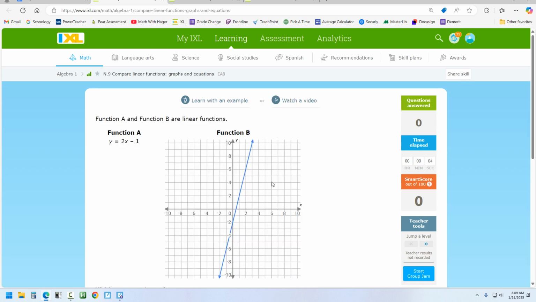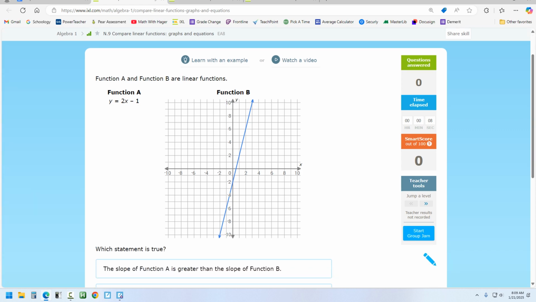Okay, so it says comparing linear functions. All right. So for this one, what they're doing is they're having you compare 2 different functions, but they're probably going to represent them different ways. One of them they might represent as a picture. One of them they might represent as an equation. Okay.